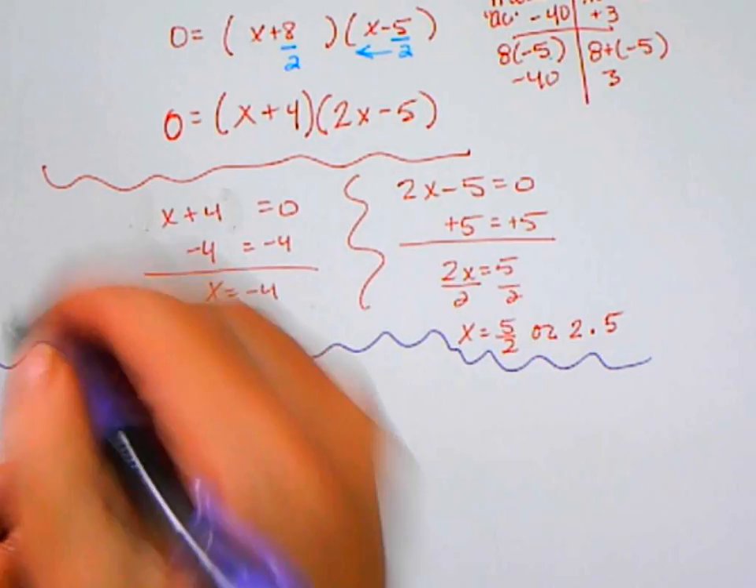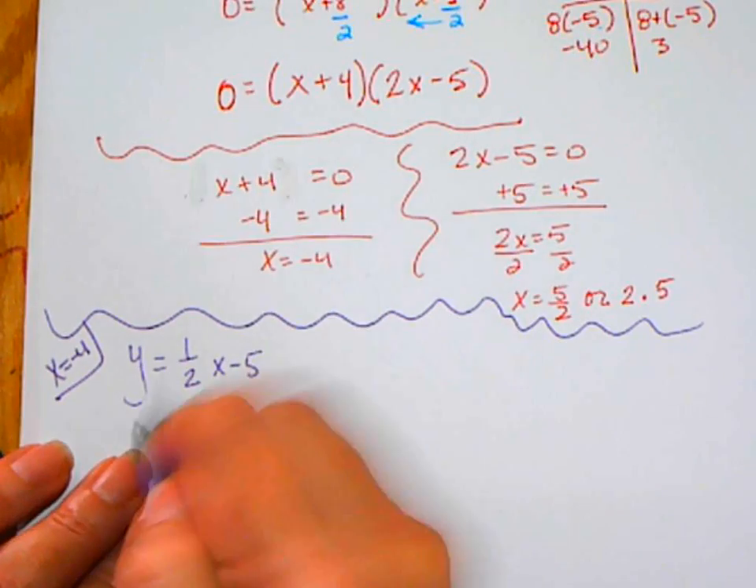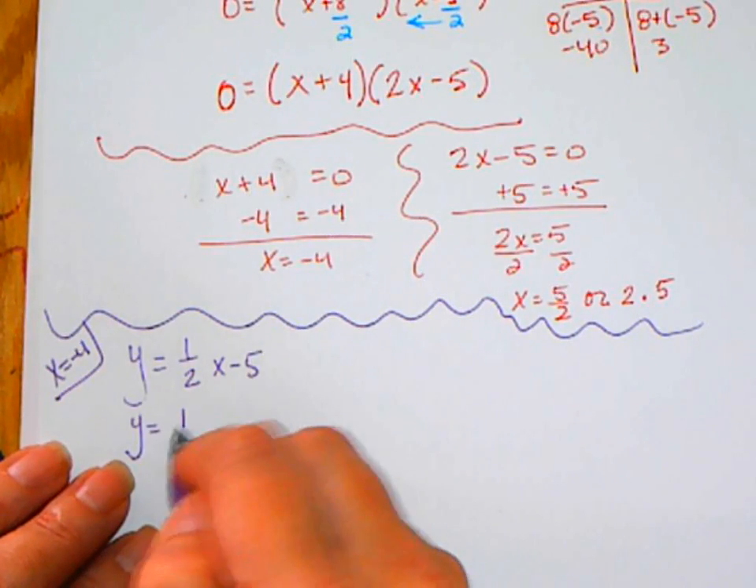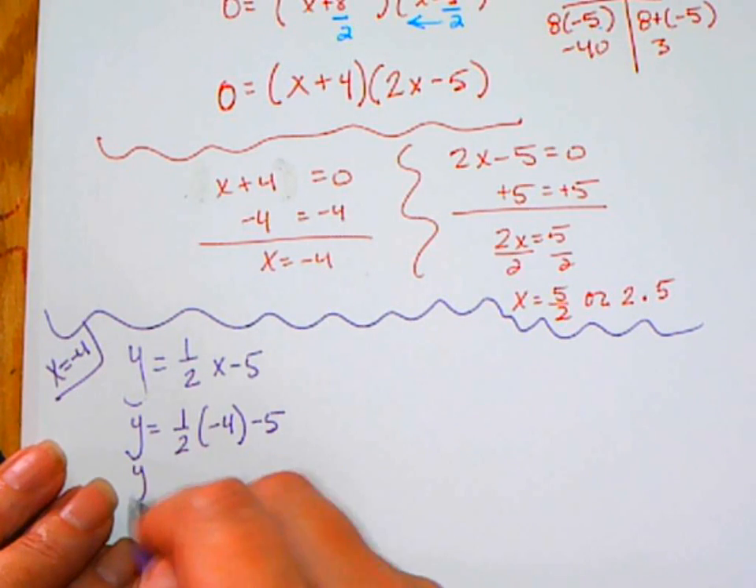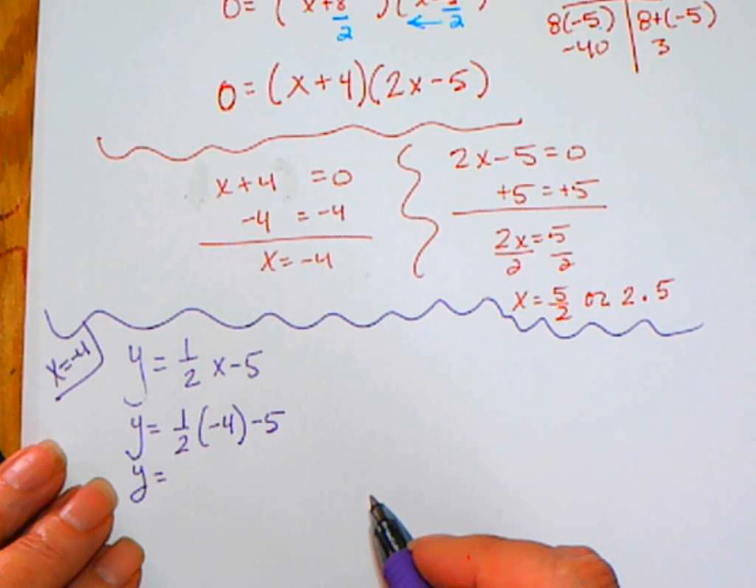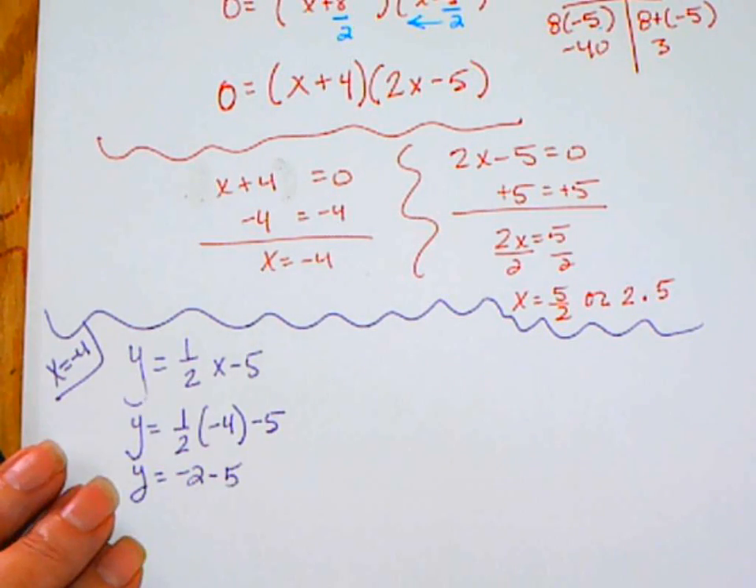So I'm going to find when x is negative 4 first. What's half of negative 4? Negative 2. We need a calculator for that.